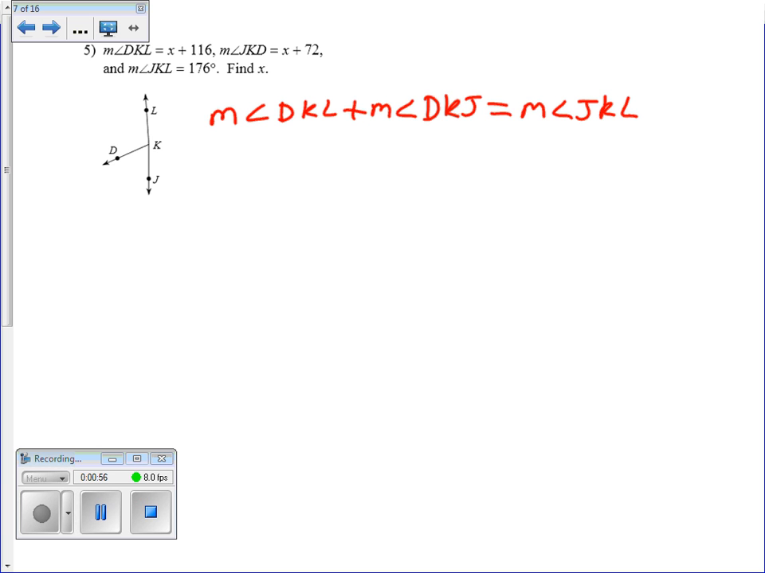Now, in the problem, DKL is given as x plus 116. So this is x plus 116. The measure of DKJ, or JKD, that's the same thing, so DKJ is the same thing if you flip it, plus x plus 72 equals the measure of JKL. JKL is 176 degrees.